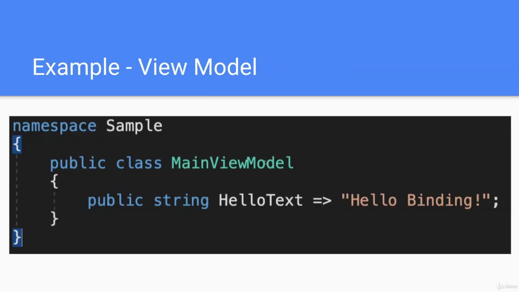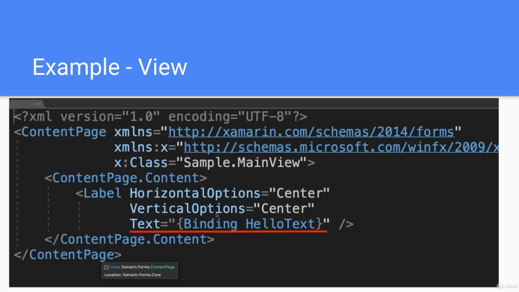Okay, how does this look in code? Let's say we want to display the text "hello binding" from the view model on the view. First, we start by defining this as a public string property. Next, we bind, that is, connect that property with the text property of the label. To bind these two properties, we are using the Binding keyword and the name of the property we want to bind to.